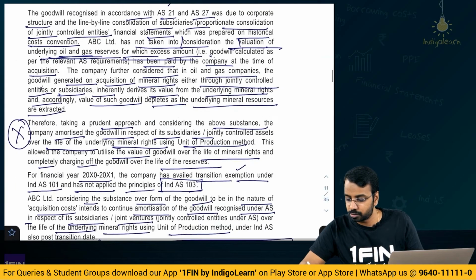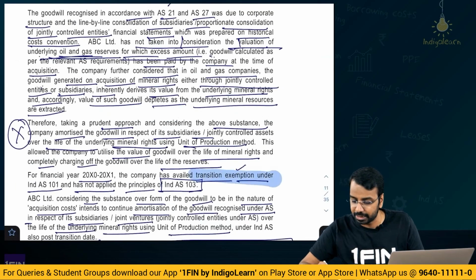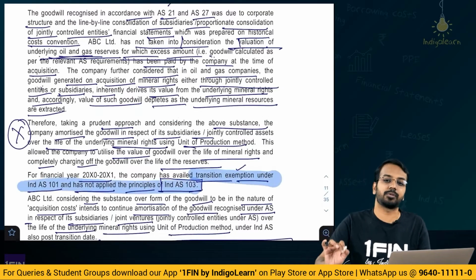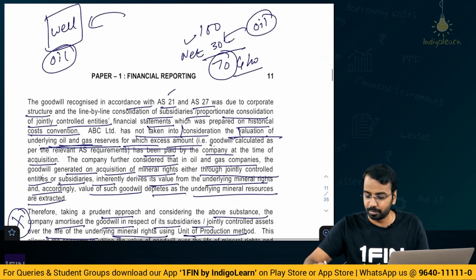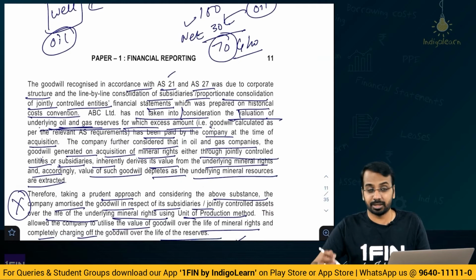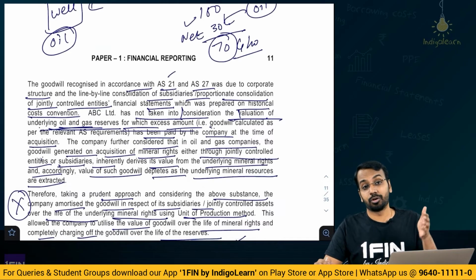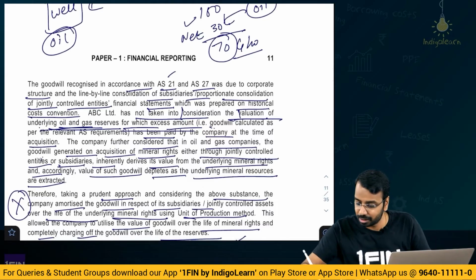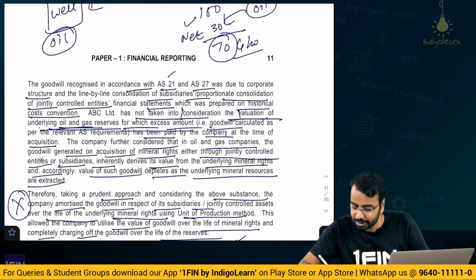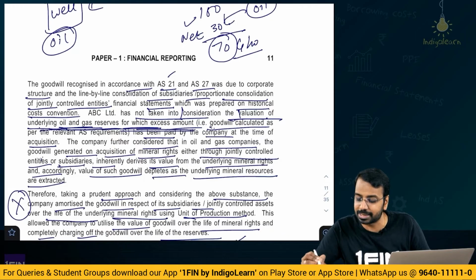The company wants to avail the transition exemption. Can they avail transition exemption? Yes, they can absolutely avail transition exemption. There is no problem in that. But then, please remember, you can avail the transition exemption and you can carry the goodwill at its previous GAAP carrying amount, but here they have not considered this underlying oil and gas reserves for which excess amount has been paid.